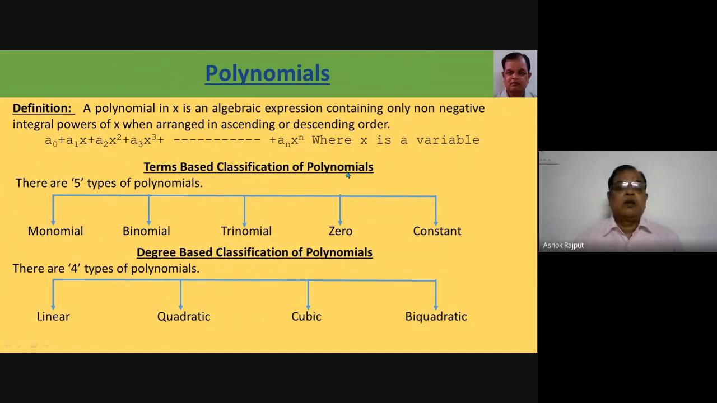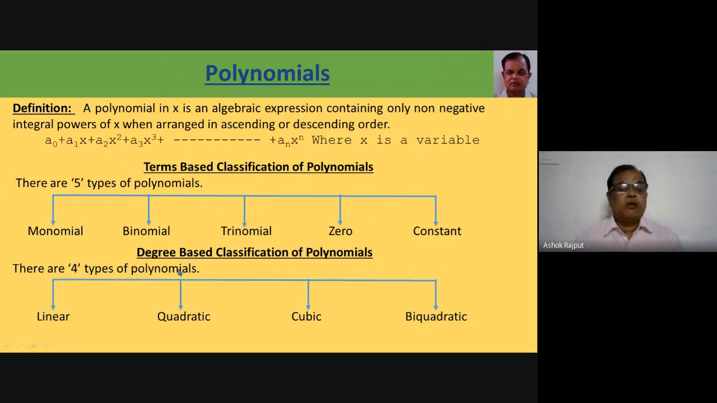Terms based classification of polynomials means how many terms are there. There are five types of polynomials. The first one is monomial: if there is one term, then it is a monomial. If there are two terms, then it is a binomial. If there are three terms, then it is a trinomial. Then there are zero polynomials and then constant polynomials.